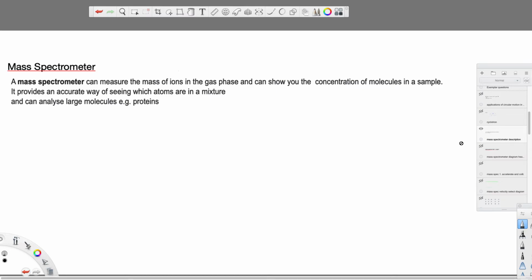The mass spectrometer. Tremendously useful piece of kit here. It allows you to measure the mass of ions. It allows you to work out the relative abundance of those ions. So you can work out the proportion of a particular isotope of chlorine that you have in your mixture. For example, it allows you to analyze large molecules like proteins.